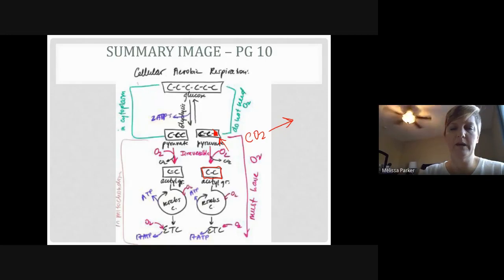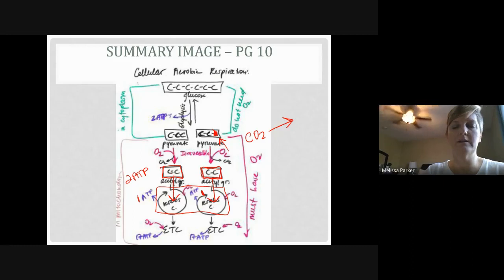Okay, and then we can take this acetyl group now, these acetyls right here, and we can put them through the Krebs cycle. So remember, when we put these acetyls through the Krebs cycle, we're going to make 1 ATP and another ATP. So both these Krebs cycles together, the whole thing creates 2 ATP.